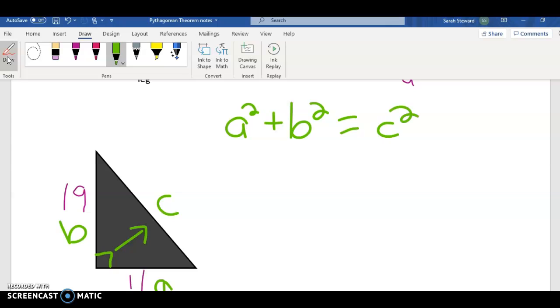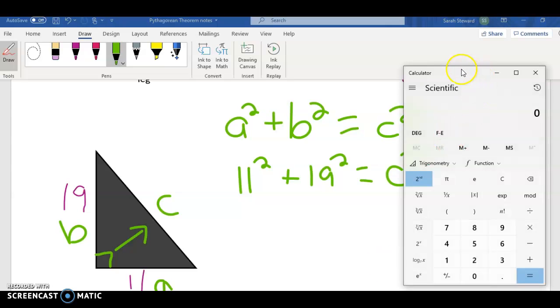Now I'm just going to take what I know for the values that I have for each variable and plug them into the equation. So for a squared, I said that a is 11, so I'm going to plug that in as 11 squared plus b I said was 19, so 19 squared equals c squared. And I don't have a value for c yet, so I'm just going to leave that there as c squared. All right, so now we're going to start using our calculator and solve for C. That's all we're going to do.